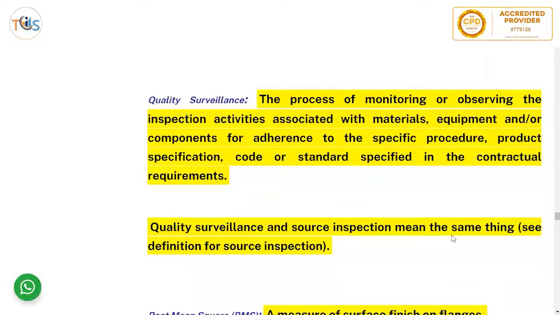And quality surveillance is the process of monitoring or observing the inspection activities associated with the material, equipment, component for adherence to a specific procedure, product specification, code, or a standard specified in the contractual requirements. Quality surveillance and source inspection mean the same thing. See the definition for source inspection.